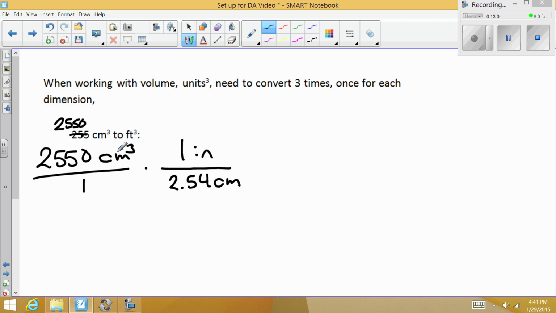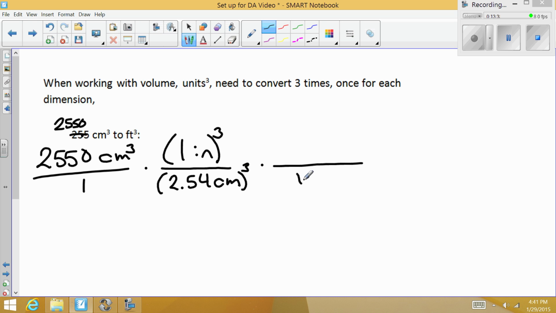Centimeters in the bottom because I know I need to cancel out centimeters. Inches on the top because I didn't have a conversion from centimeters to feet, so I need to take an extra step in there. I'll go centimeters to inches and inches to feet. But it's not straight centimeters, it's centimeters cubed. So my shortcut is just a shortcut on how to write out the fraction. Rather than writing the fraction out 3 times, I'm just going to note that I need to cube both of these measurements.